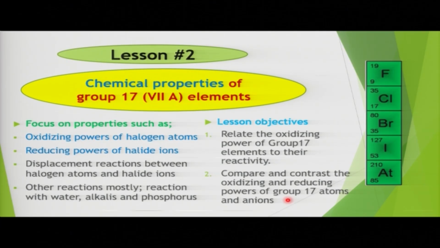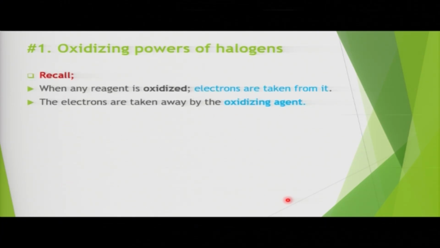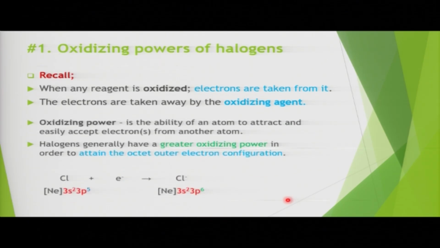So, going to the first chemical reaction, oxidizing powers of halogens. You remember from your other lessons, when a substance is oxidized, what happens? Electrons are taken from it. And if it is reduced, it has gained electrons. Focusing on the oxidizing, take away electrons, that indicates the substance which has taken away electrons is an oxidizing agent. So what is oxidizing power of halogens?